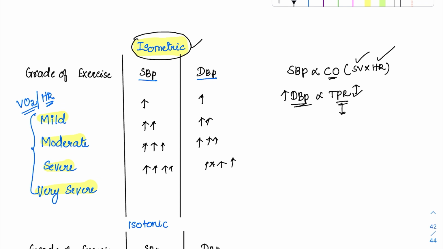This is one of the reasons why it is not advisable to give an isometric kind of exercise to a cardiac patient. Because in a cardiac patient, I don't want the diastolic BP to go high. So we always do not prefer isometric exercise, especially in cardiac patients. This isometric group of exercise is very good for muscle builders and weightlifters. But other than that, the isotonic exercises are better.